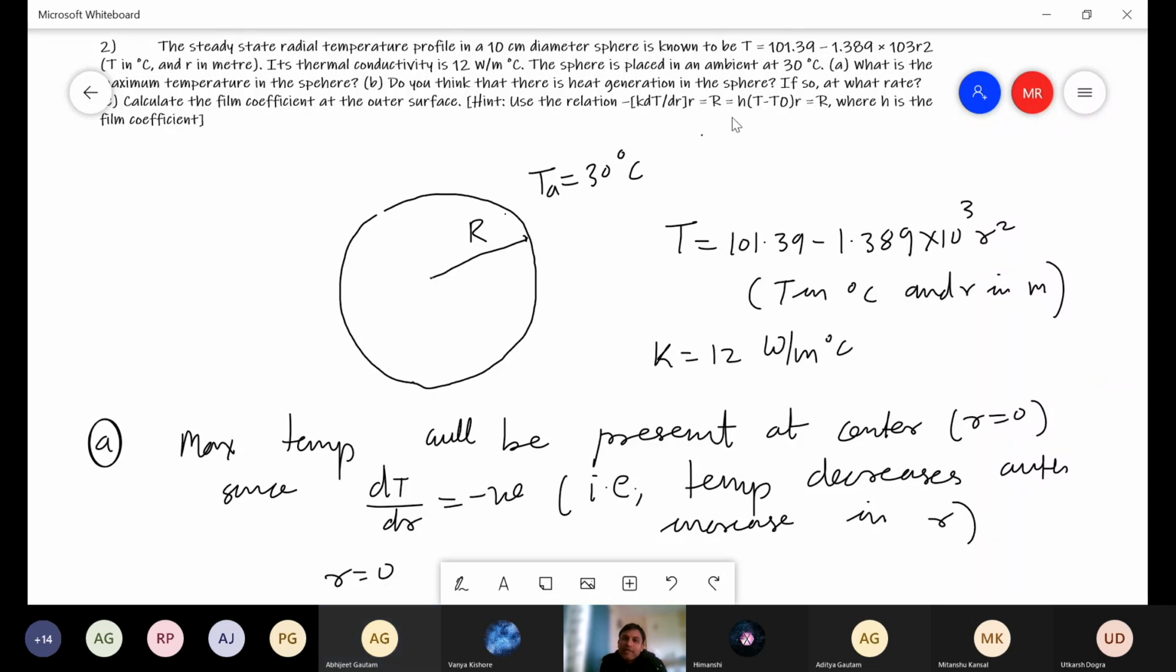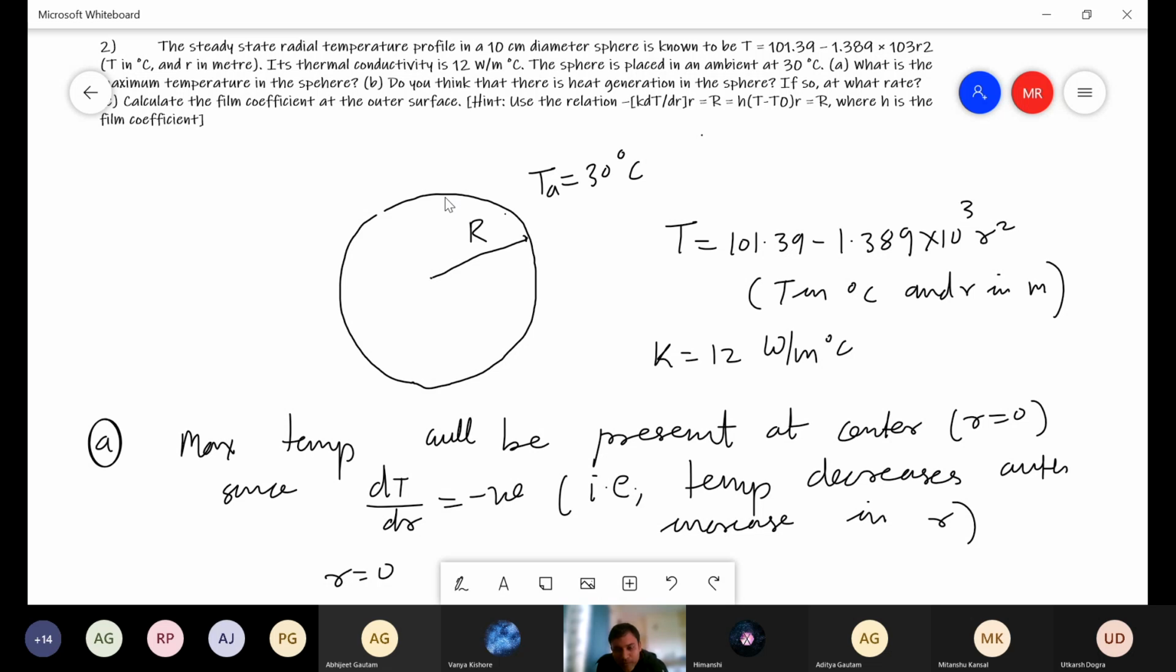So see here, if you look at the outside of the sphere, convective heat transfer is taking place, isn't it? So heat is taken away from the sphere. Remember the inside maximum temperature is 101.39 degrees Celsius. Outside, the ambient temperature is 30 degrees Celsius. And if you look at the rate of change of temperature along the radius, the temperature is decreasing as the radius is increasing. That means at the surface the temperature is low, isn't it? Such a system you can have only if heat dissipation is taking place outside the sphere. Do you all agree?